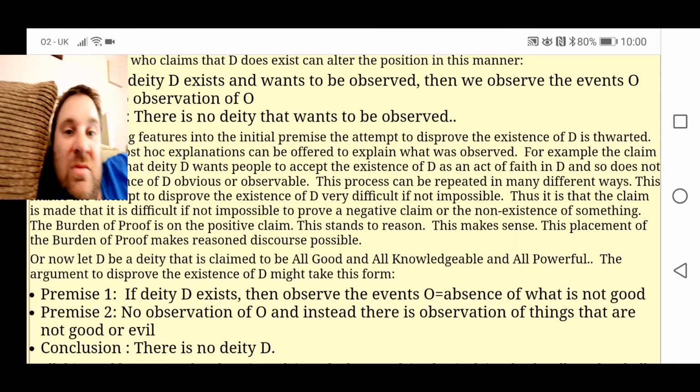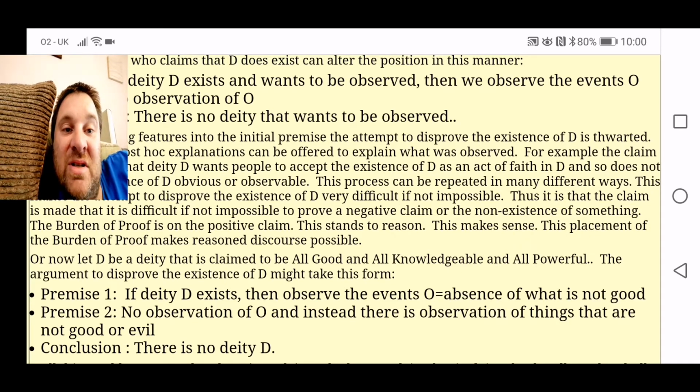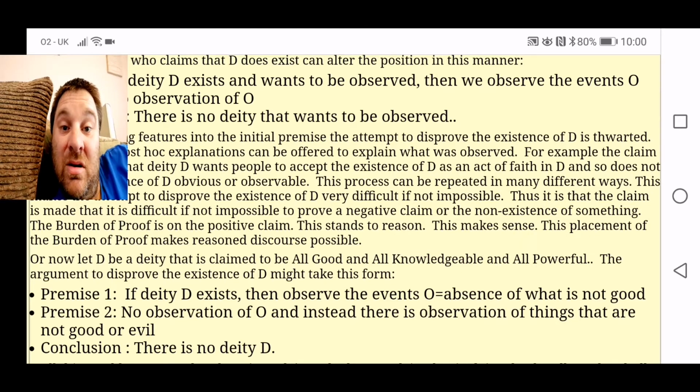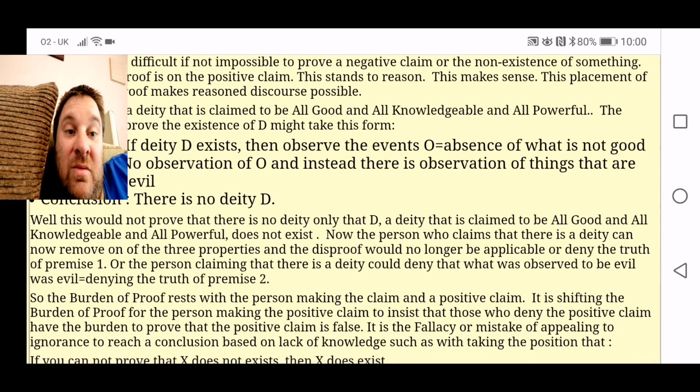With a negative claim, or the non-existence of something, the burden of proof is on the positive claim. This stands to reason. This makes sense. This placement of the burden of proof makes reasoned discourse possible. Let's look at deities again. Well, this would not prove there was no deity.